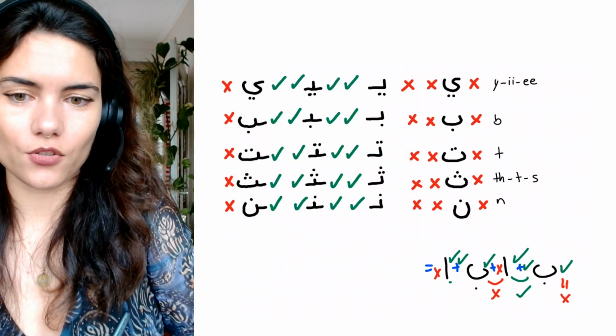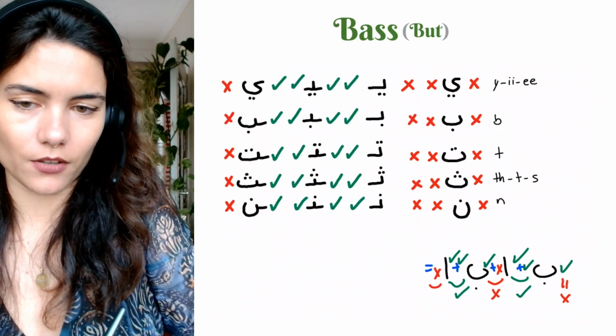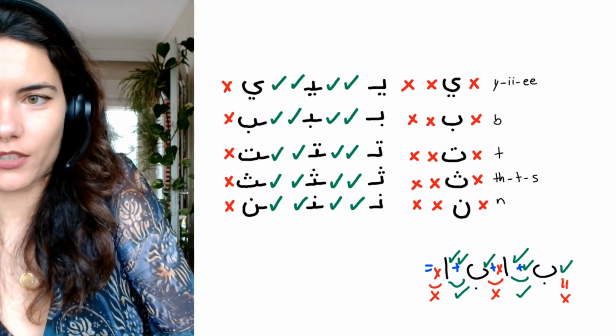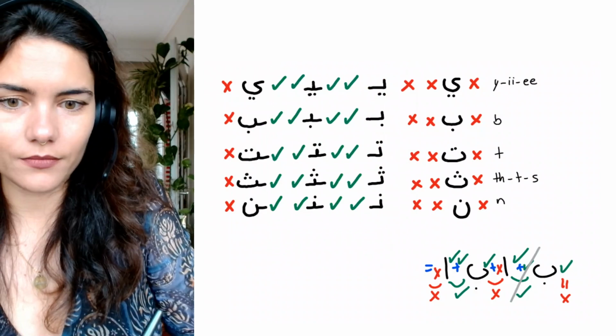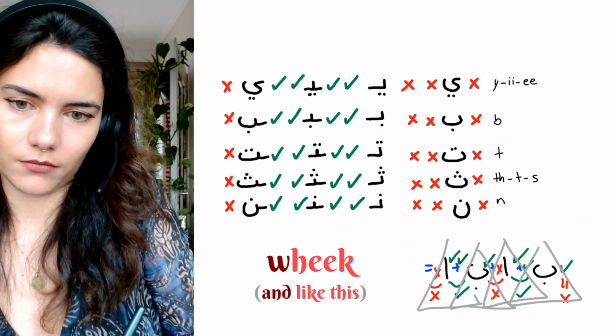They are going to join from here, but they're obviously not going to join from here because it's at the end of the word. Now we draw our triangles. Like this, and this, and this. Done.